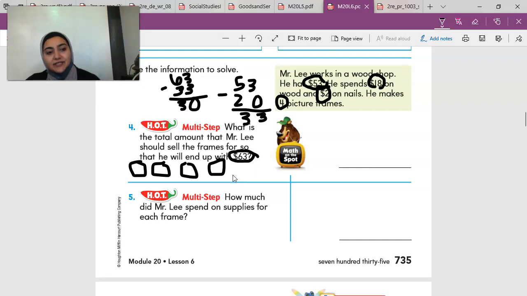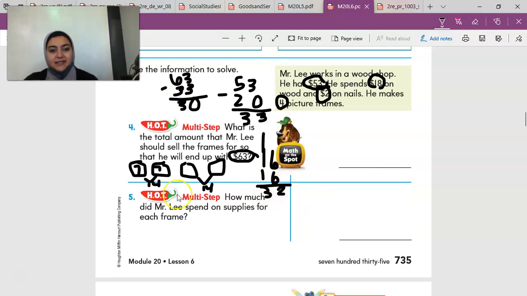What if he sells them for $7 each? If this was 7 and this was 7, that's 14, right? And then these two would be 14, and 14 plus 14 is 28. Is that enough? It's close. What if he sells them for $8 each? 8 and 8 is 16. If these are 16 and these are 16, then 16 plus 16 is what? 32, right? So that would be enough.